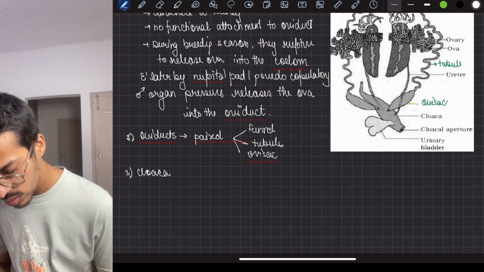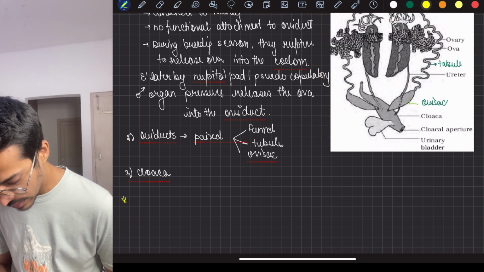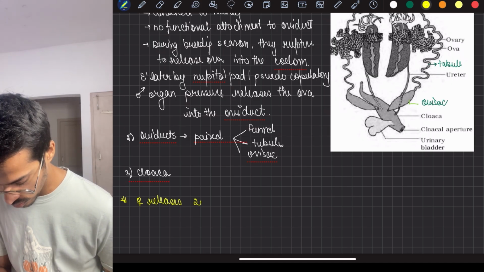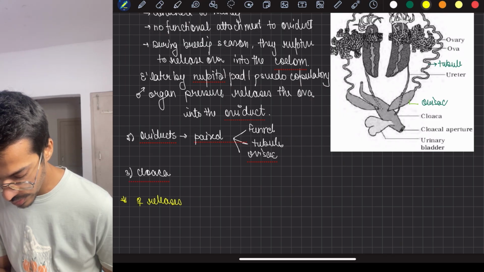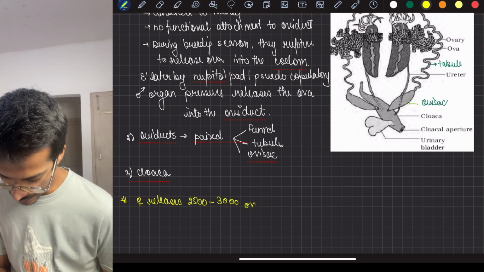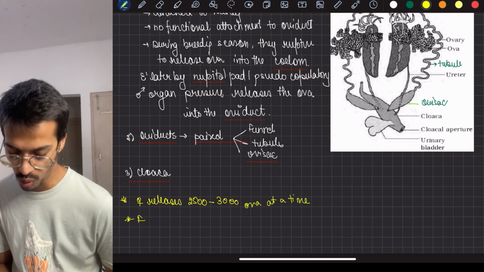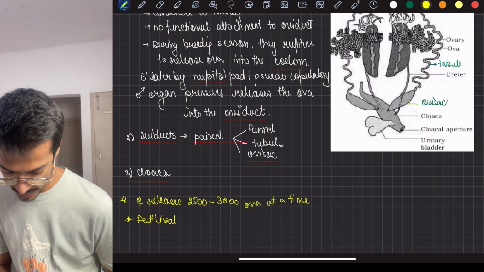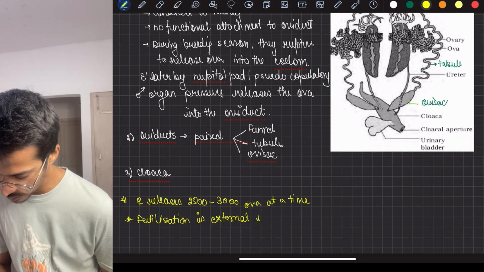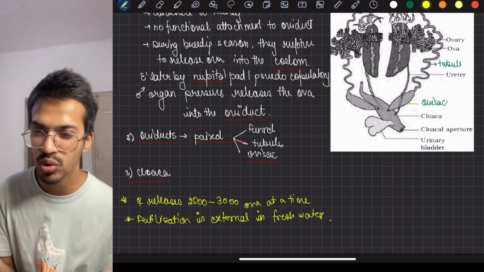Okay, now the next fact is female releases 2500 to 3000 ova at a time. Then fertilization is external in the water. Fertilization is external in fresh water, and pairing is called pseudocopulation.